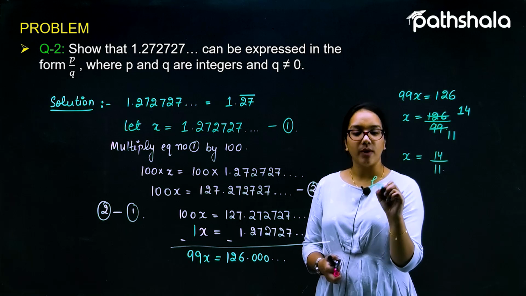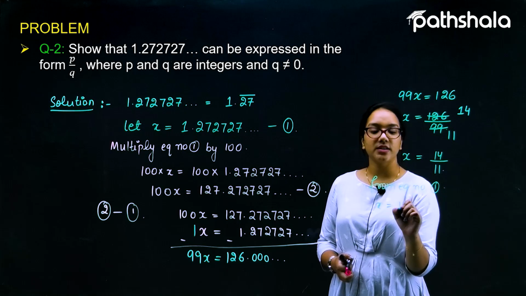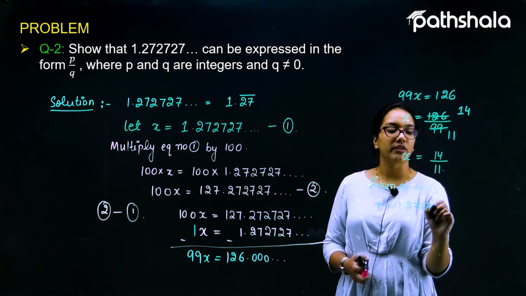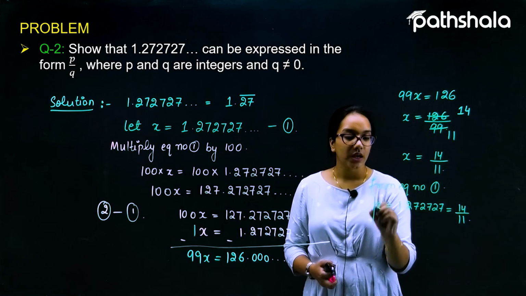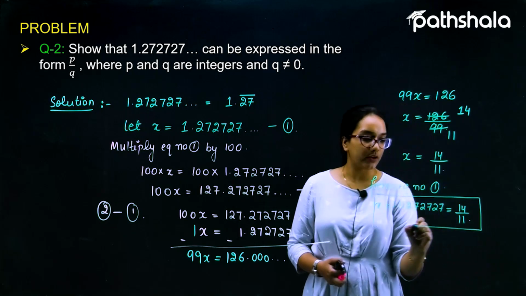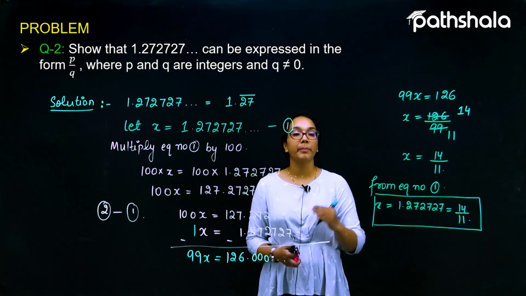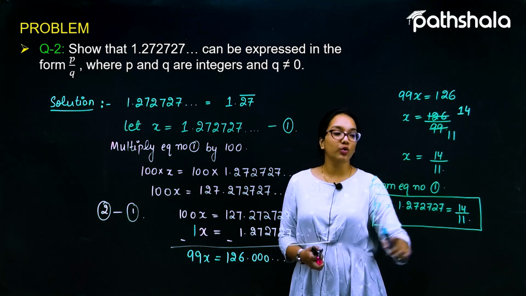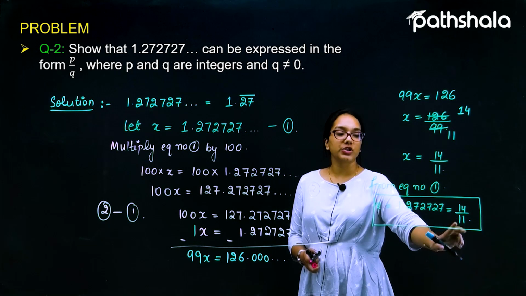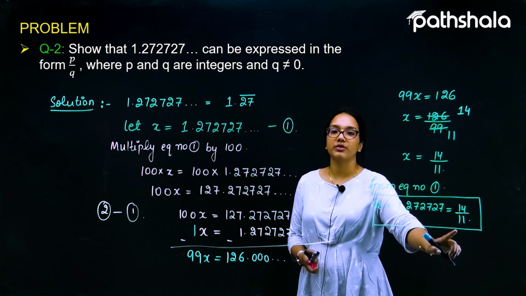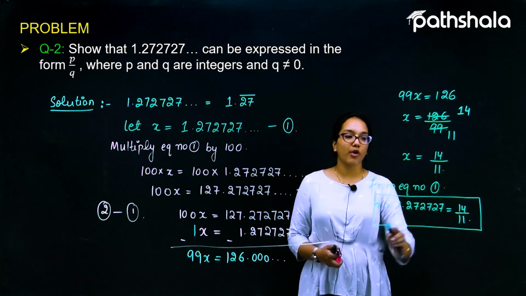And from equation number 1, we know that the value of x is 1.272727, so this is equal to 14 by 11. Hence the number 1.27272727 can be represented as 14 by 11, which is of the form p by q, where p is 14 and q is 11, p and q are integers, with the condition that the denominator is not equal to 0. This is the representation of 1.27 bar in the form p by q.